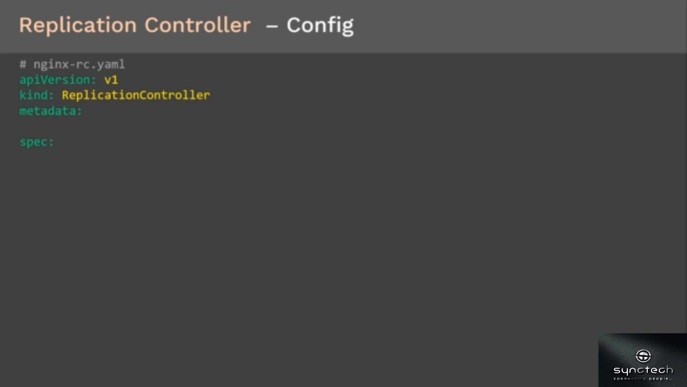Then follows the metadata. Metadata contains 2 important things. They are name of the object and the label. Here, name of the Replication Controller is nginx-rc. You can define the labels for this Replication Controller if needed here. But for now, we'll skip it. Finally, we have a spec section. Can you guess what goes here? If you remember the purpose of Replication Controller, you will get the answer.